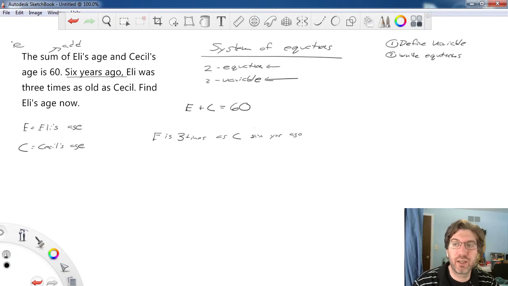So just looking at that, you can probably pick out your second equation, which would be, let's see how I want to do this. 6 years ago, Ellie was 3 times. So we have to subtract 6. So this is looking at subtraction of 6. This is Cecil's age. And it is 3 times. Equals Ellie's age.